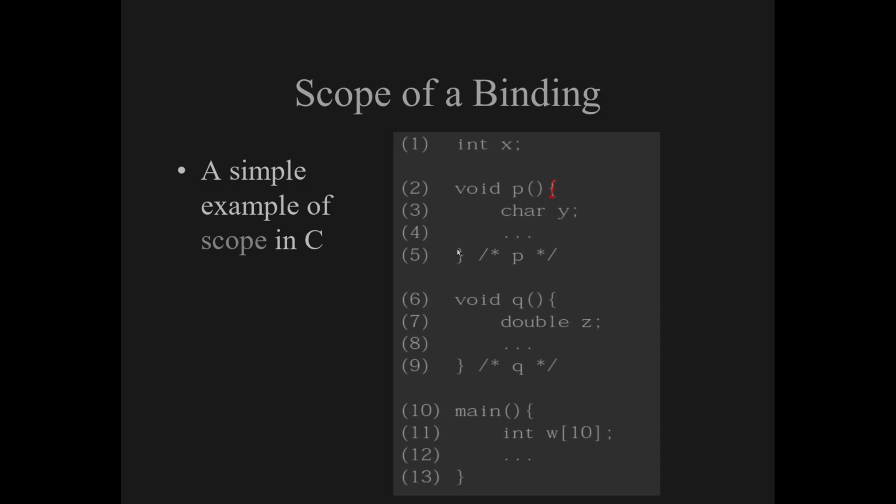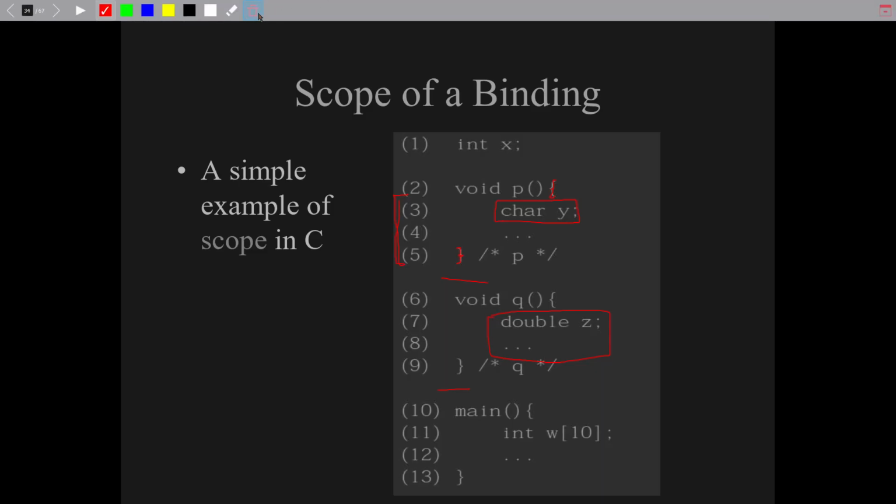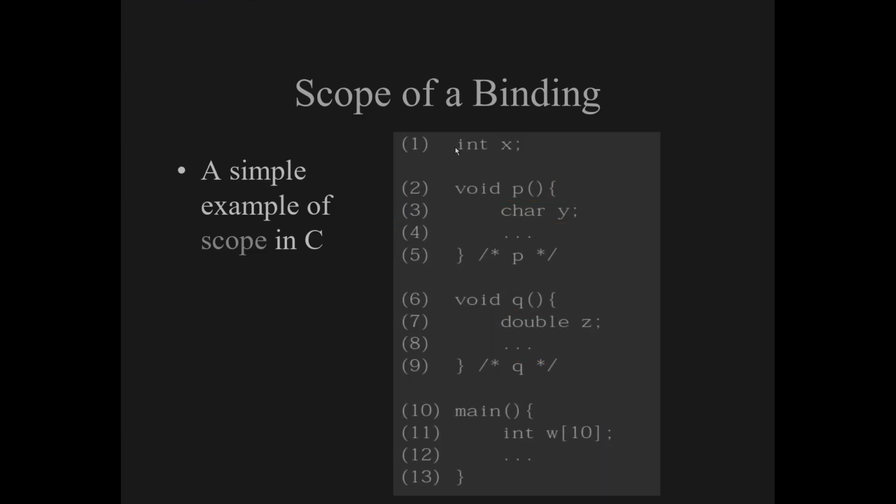And you've seen this already in C++, right? The character Y doesn't have any meaning outside of the range, like the lines 3, 4, 5, okay? Like if you try to use Y here, you're not gonna get any result. Similarly, if you try to use Z at this point or at this point, it's not gonna make sense. Z only makes sense within the function Q. So that's kind of the scope. Obviously, global declarations such as X make sense everywhere.